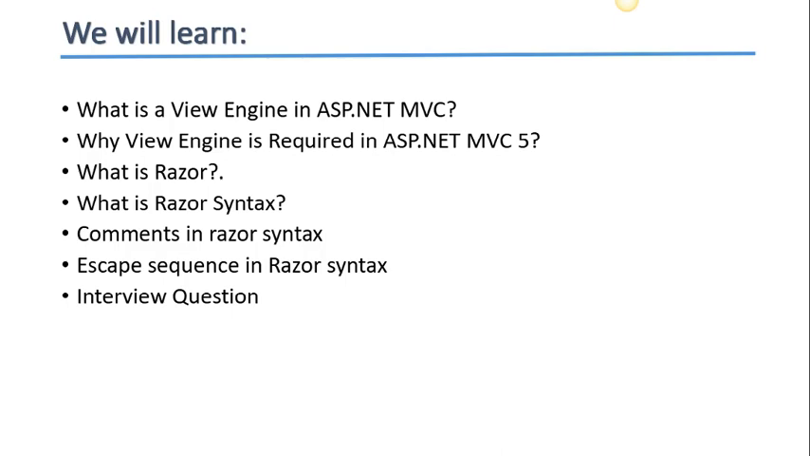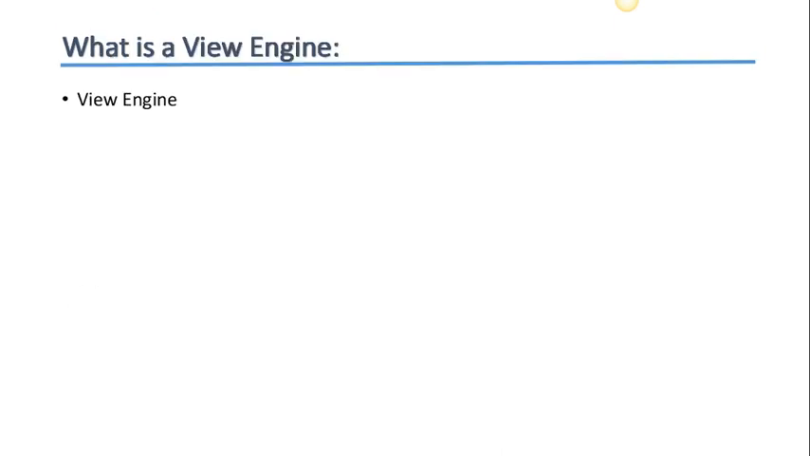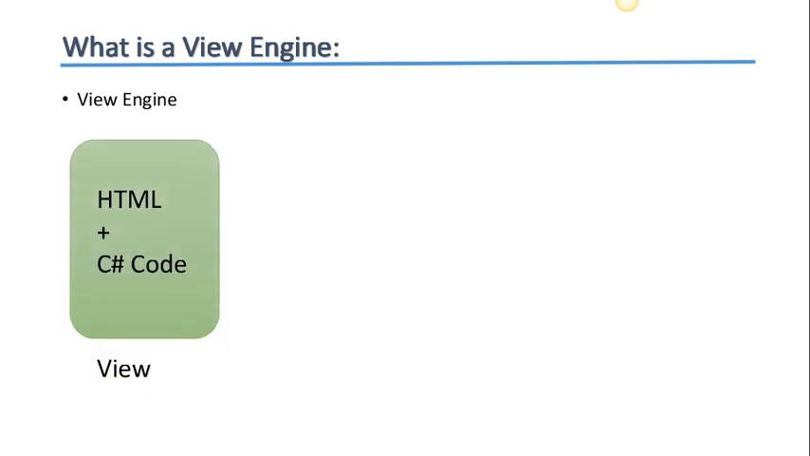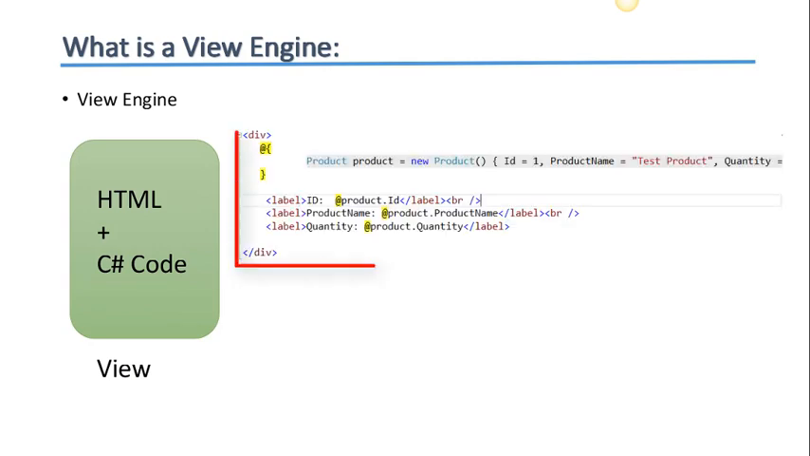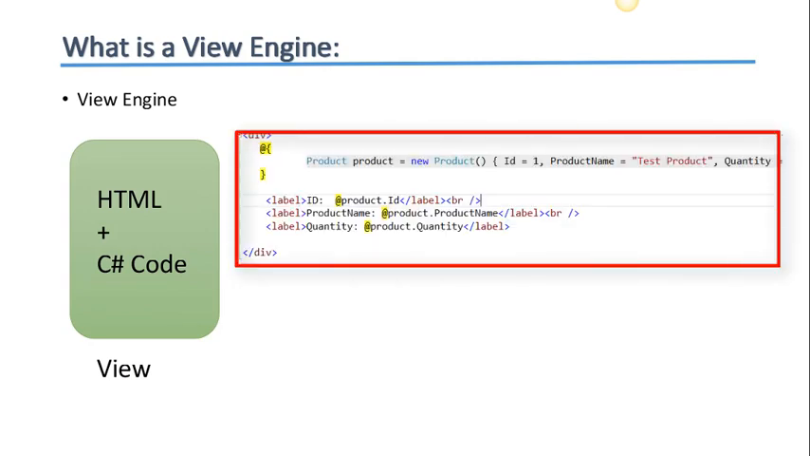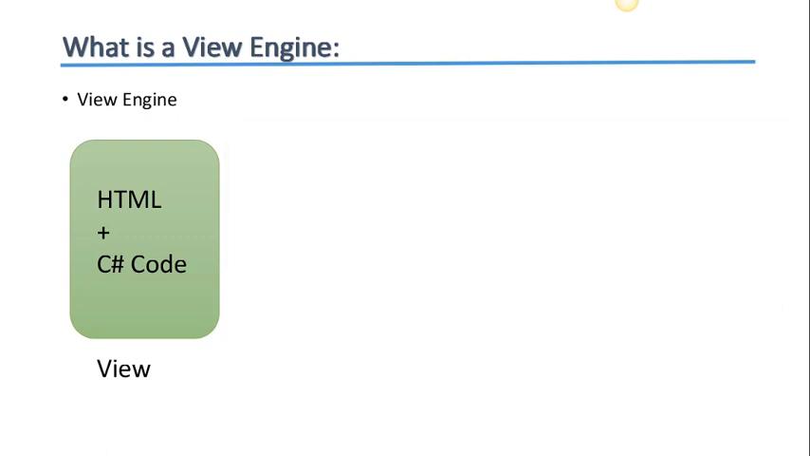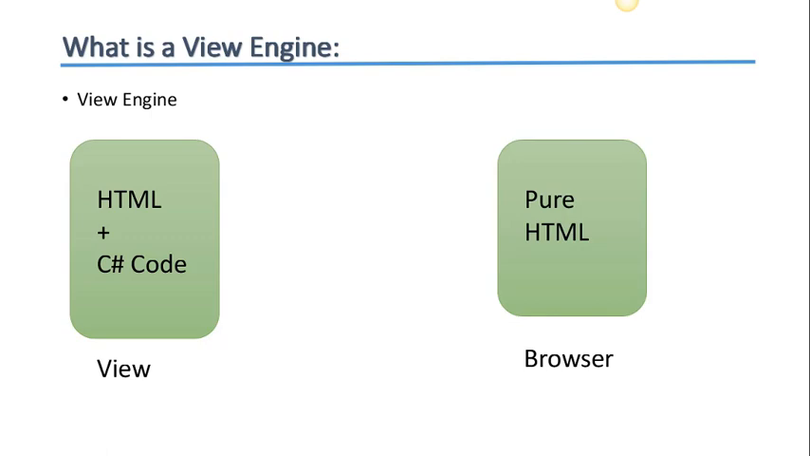So we can start. First, what is a View Engine in ASP.NET MVC? If we have a view, the view can contain HTML and C# code, so we can write the HTML code and C# code inside the view. Once it is displayed to the browser, all the C# and HTML code is displayed in a pure HTML format to the browser.